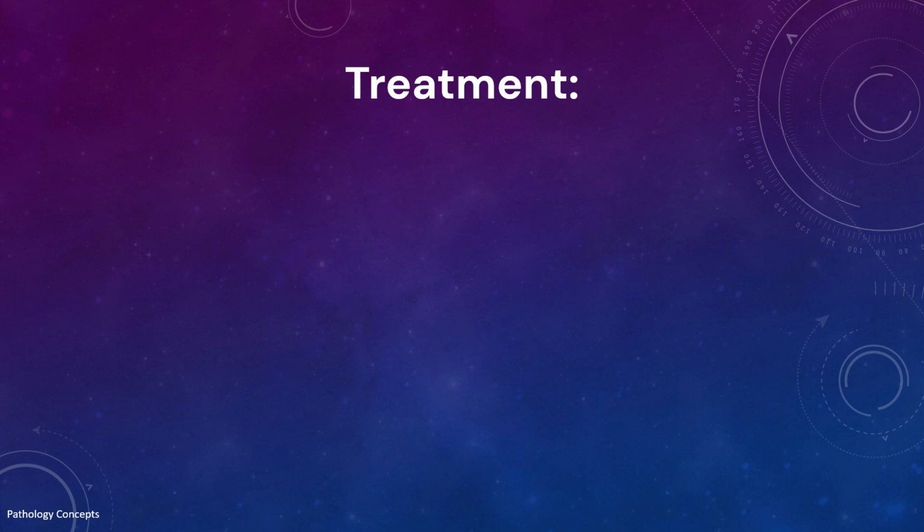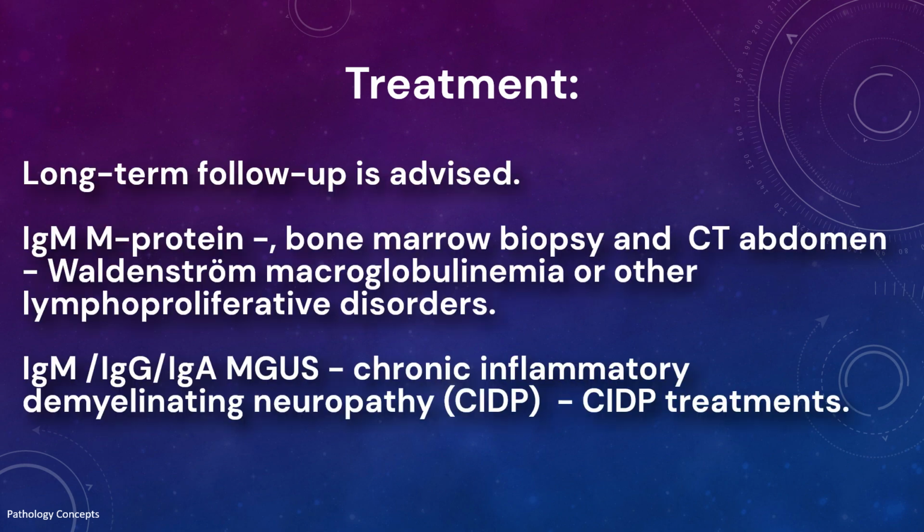Treatment. Treatment is usually not recommended for the patient with MGUS as there is a risk of progression to lymphoproliferative malignancy. Long-term follow-up is advised. If a patient has an IgM protein, bone marrow biopsy, CT scanning of the abdomen may be helpful in detecting Waldenstrom macroglobulinemia and other lymphoproliferative disorder. IgM or IgG MGUS may be associated with chronic inflammatory demyelinating neuropathy which responds to one of the typical CIDP treatment.